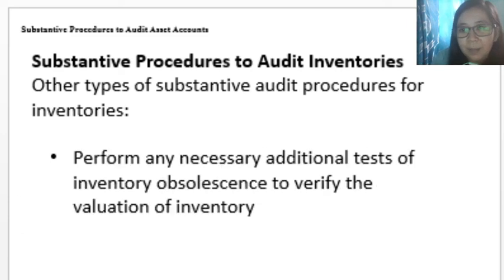And lastly, the auditor can also perform any necessary additional tests of inventory obsolescence. This is to verify the valuation of the inventory, whether it is overstated, because some inventory might be obsolete and must be written off, or the amount of it should be lowered. So those are the different substantive audit procedures in auditing the inventory account balance.